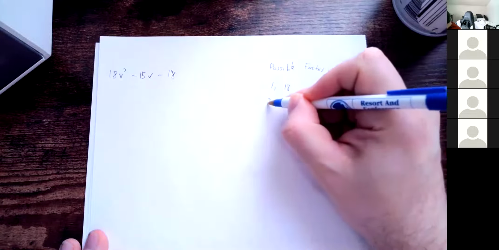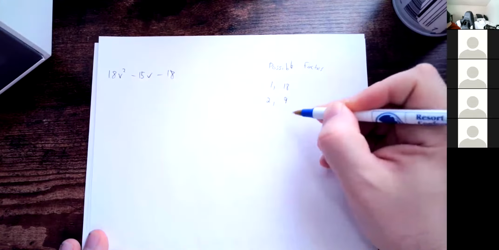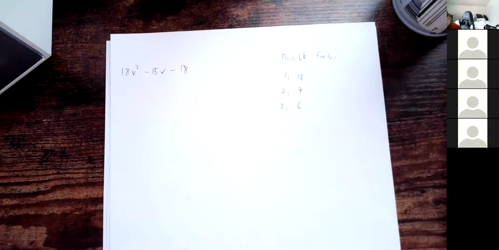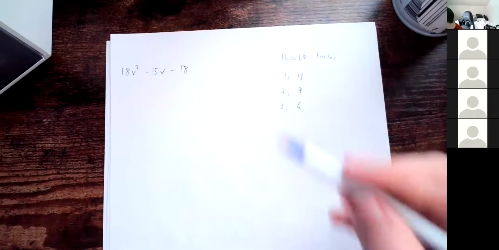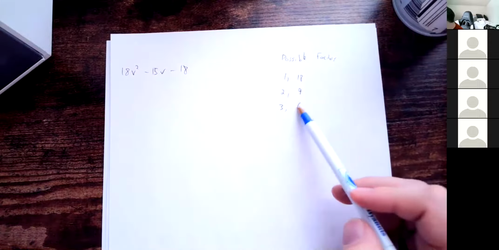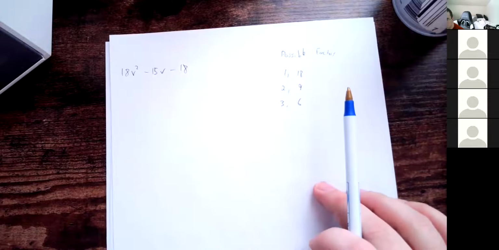We could do 2 and 9. We could do 3 and 6. So those are the things that we can play with to get positive 18. For negative 18, just make one of them negative. So I usually like to start with these medium-sized factors first, where the two numbers are closest together, and see what I can do.